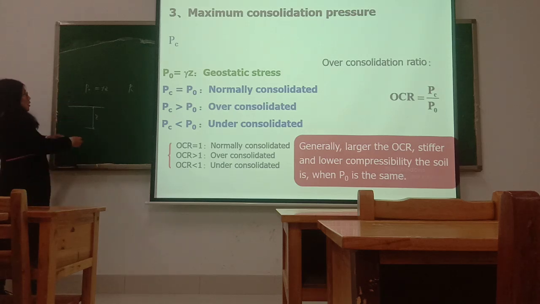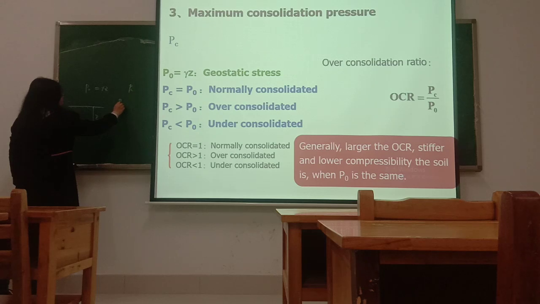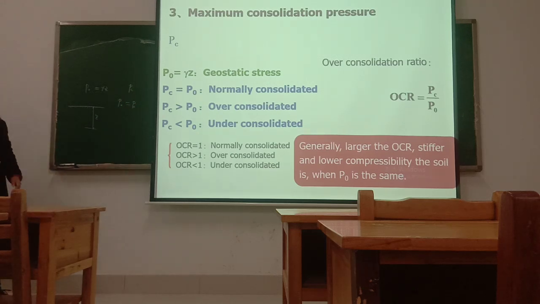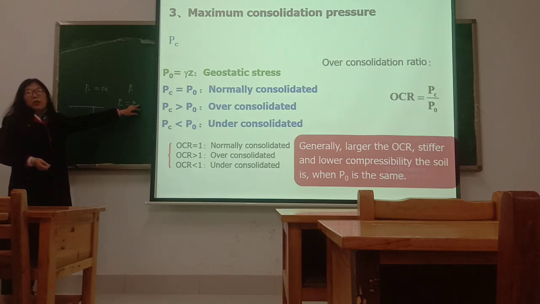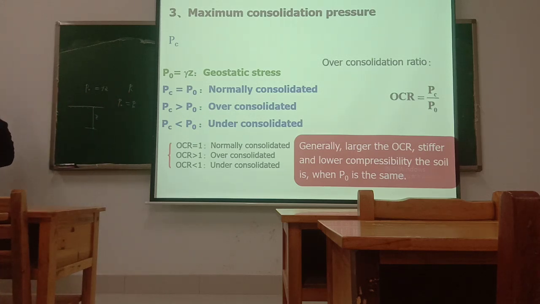If P0 equals the maximum consolidation pressure, maybe the soil formation like this has not changed. So the geostatic stress equals the maximum consolidation pressure. Okay, we call it normally consolidated soil. Normally consolidated soil.